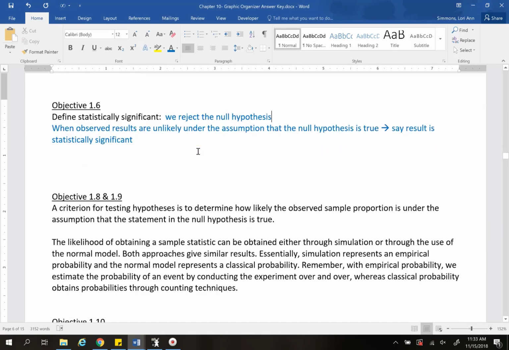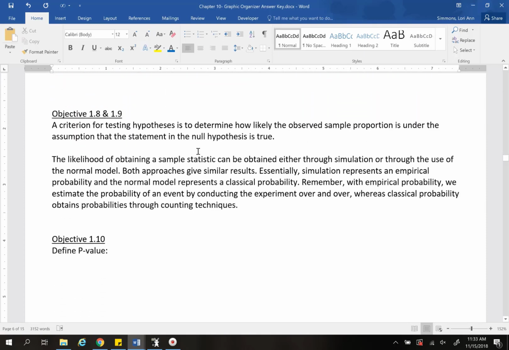A criterion for testing hypotheses is to determine how likely the observed sample proportion is under the assumption that the statement in the null hypothesis is true. The likelihood of obtaining a sample statistic can be attained either through simulation or through the use of the normal model. Both approaches give similar results. Essentially, simulation represents an empirical probability and the normal model represents a classical probability. Remember, with empirical probability, we estimate the probability of an event by conducting an experiment over and over, whereas classical probability obtains probabilities through counting techniques.